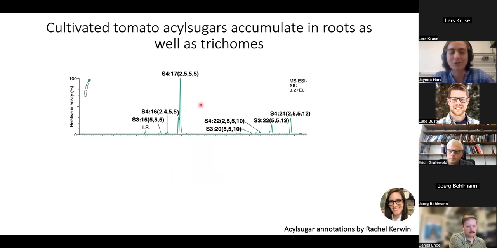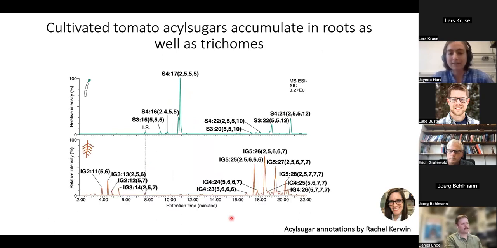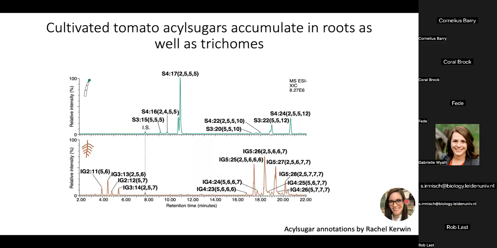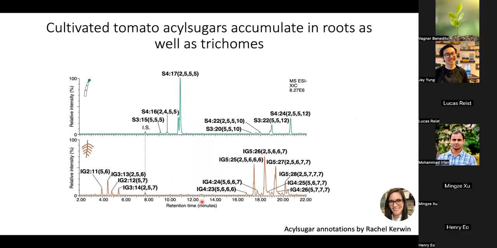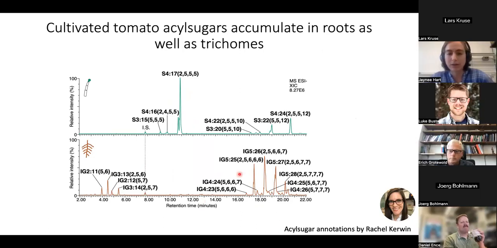So it's not just the trichome acyl sugars. In fact, the Aroney lab discovered that there are also acyl sugars in tomato roots. And so Rachel has gone ahead and annotated the root acyl sugars that are present in tomato roots. And you can see that there's a surprising amount of diversity of these root acyl sugars. There's a lot more of them than what we see in the trichomes. And you also see that they have more acyl chains than you see in the trichome acyl sugars. So you get up to 5 acylations, whereas in the trichomes, you get up to 4.